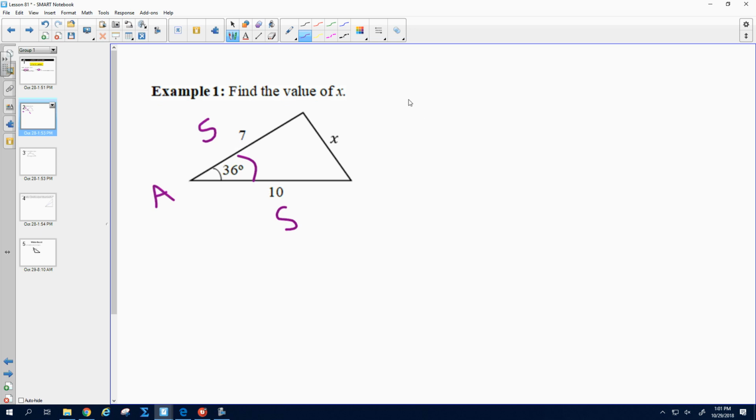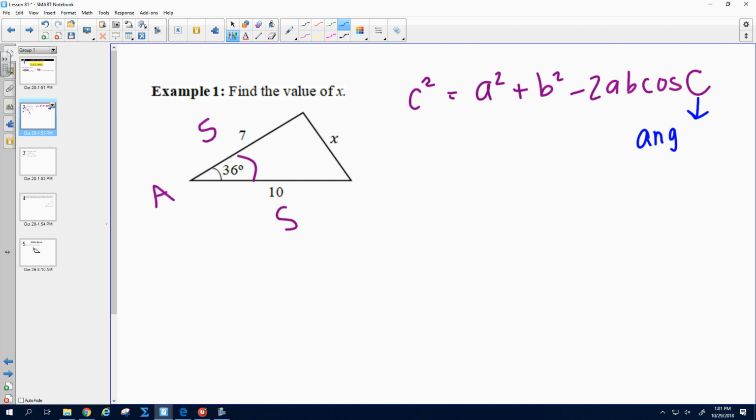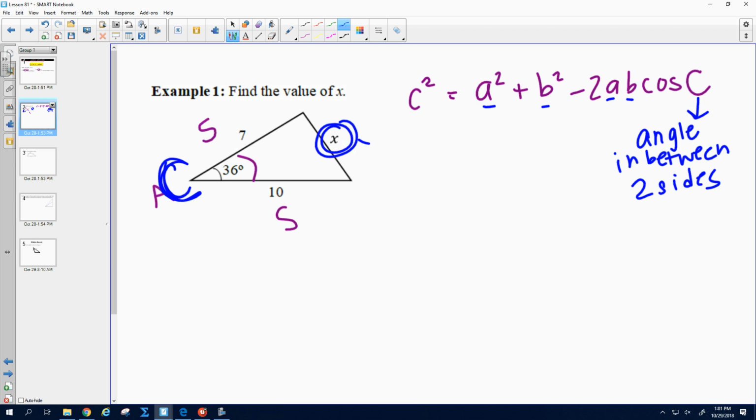So the law of cosines formula is this, which you want to memorize. It's really important to note that this angle is always the angle in between two sides. And the two sides that this angle is in between are these two sides in the formula, a and b. You'll see as we plug in here. For x, we're talking about this angle C right here. x is across from it, that's little c.